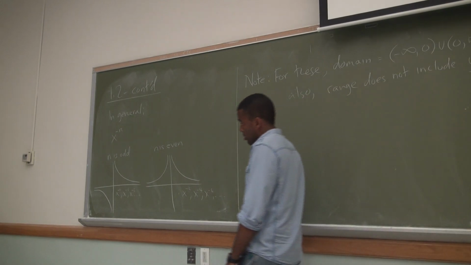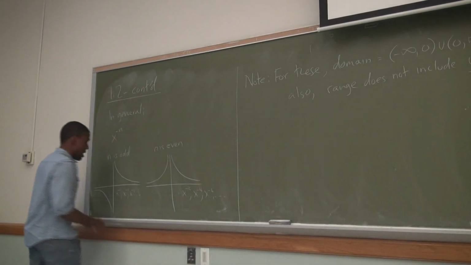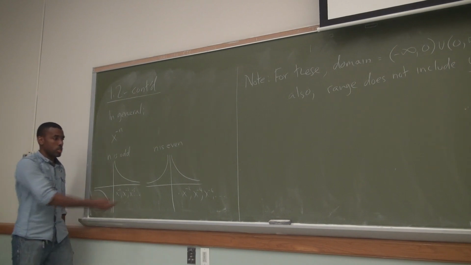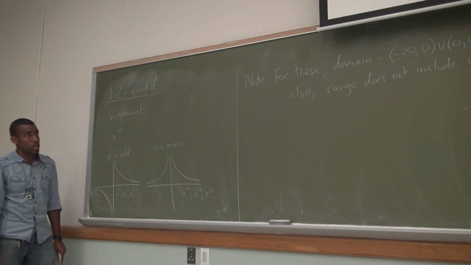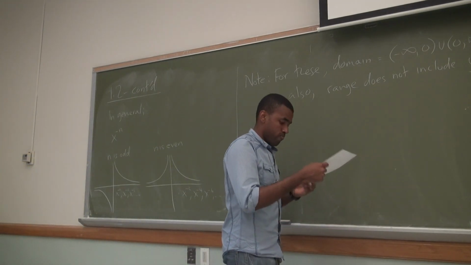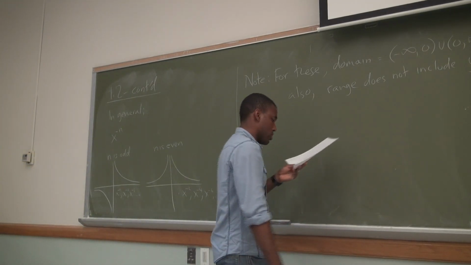Range cannot be zero, right? It can have negative infinity up to 0, and then from 0 to infinity, or just greater than 0, depending on what you have. But 0 cannot be in the domain or the range. Some nice facts.